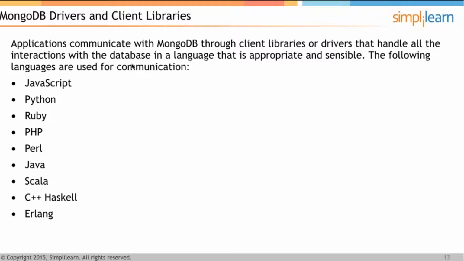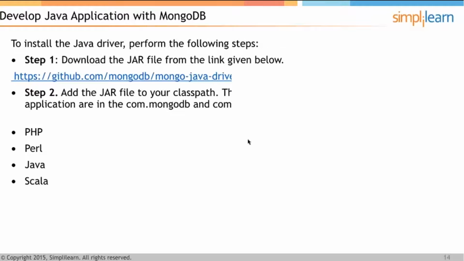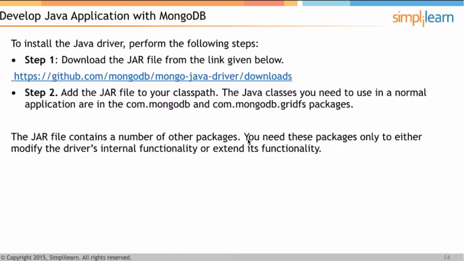So, MongoDB drivers and the client libraries. Applications communicate with MongoDB through client libraries or drivers that handle all the interactions with the database in a language that is appropriate and sensible. The following languages can be used for the communication, be it JavaScript, Python, Ruby, Perl, or Java. All of them can internally be used to communicate with MongoDB. So let's see how we can actually develop a Java application with MongoDB.